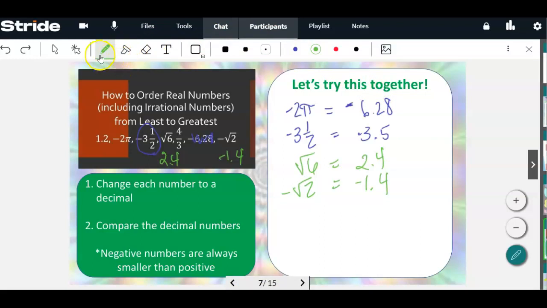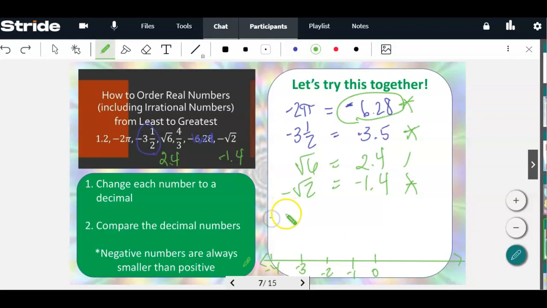All right, negative numbers are going to be the smallest, and I want you to look at this number line. If I can just draw one real quick. Your negative numbers, as they go to the left, are getting smaller and smaller. So let's look at our negative numbers. This one is going to be the smallest because it's going to be way out here: -6.28, which was -2 pi. The next one would be -3.5. And then -1.4, so negative square root of 2.